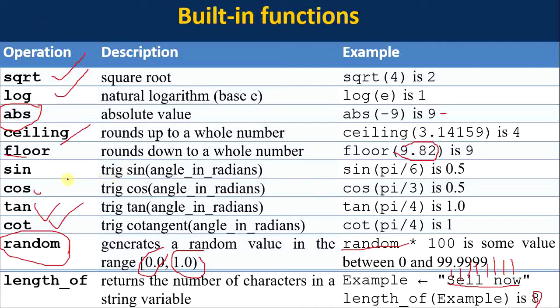Basically the square root function is to find the square root of a given number, this is to find the logarithm values, and this is to convert the given number into positive value if it is not positive. This is to round your fractional value to the nearest integer. It rounds up to the nearest integer, and it rounds down to the nearest integer, and this is to find out the trigonometric values. And the random function is to generate random values between 0.0 and 1.0, excluding 1.0, and this is to find the length of a given string.